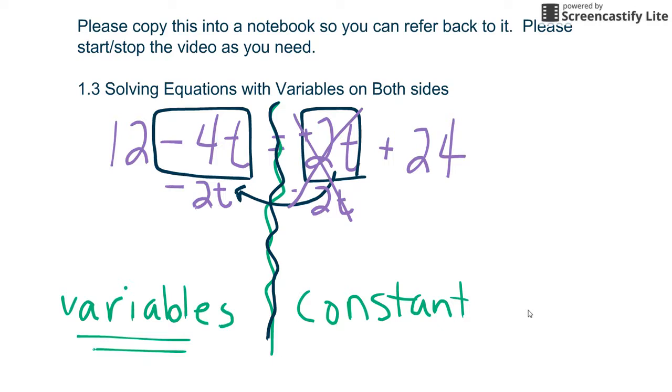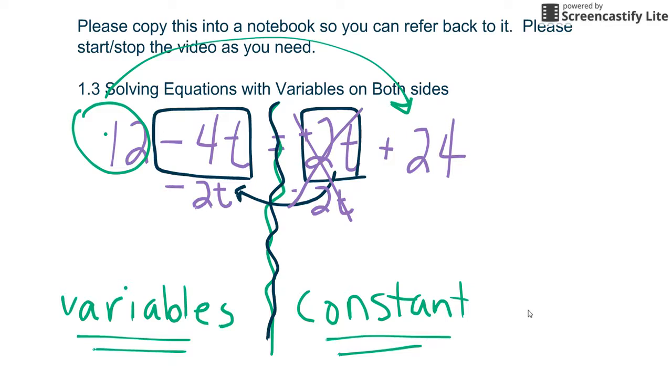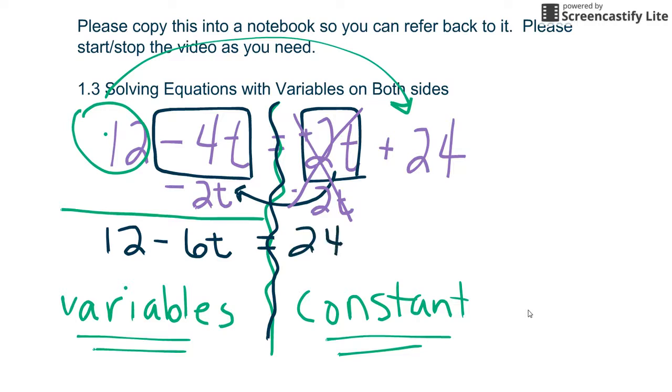So you can see they're all together on this side. And then I said that I wanted to get my constants on this side. So that means I'm going to need to move this 12 to the other side. Let's simplify this a little bit further before we do that. We're left with 12, and then negative 4 minus 2 is negative 6t equals 24. I've got to get this constant, because this 12 right here is a constant. I've got to move that to the other side.